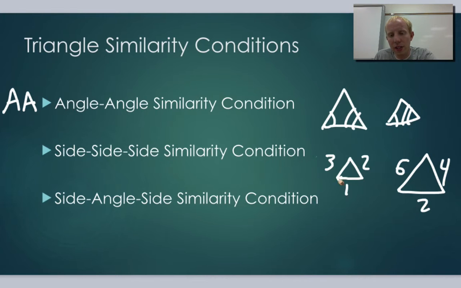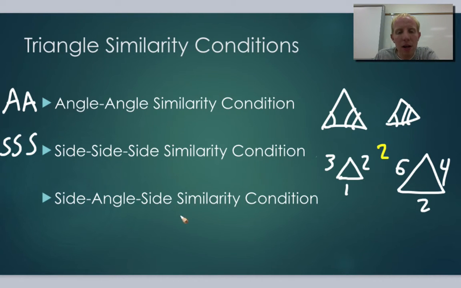If all these sides scale by the same amount to equal this triangle, and in this case they all scale by a factor of 2, right? This scales by 2, that scales by 2, that scales by 2. If all the sides can scale properly, then all the angles will be equal, and so the triangles are similar. So I don't have to look at the angles at all if I know the sides scale properly. So that is the side-side-side, or SSS, similarity condition.